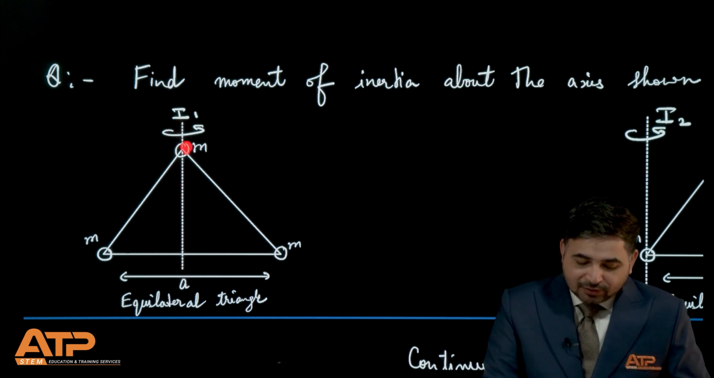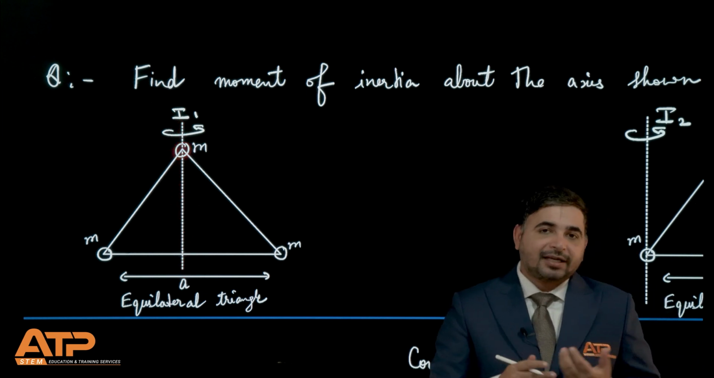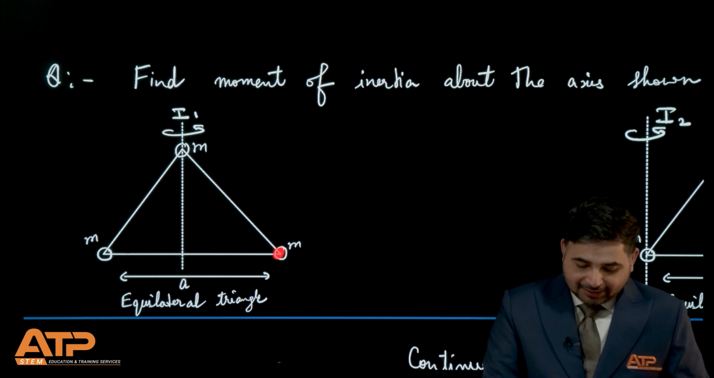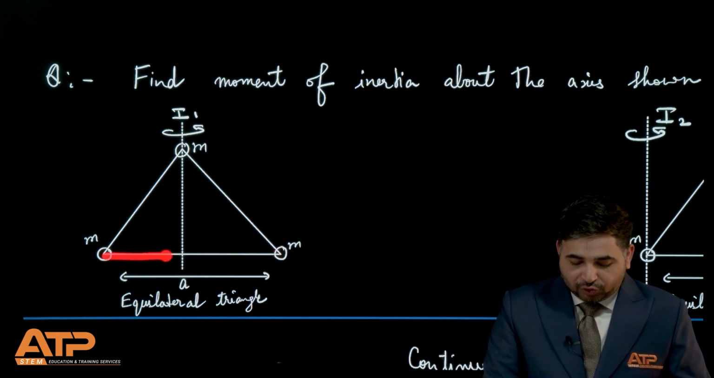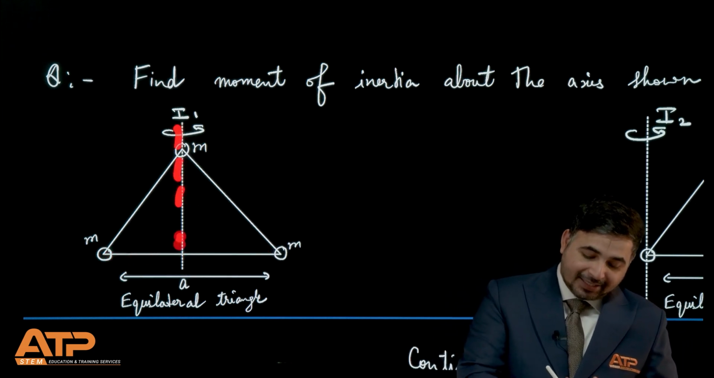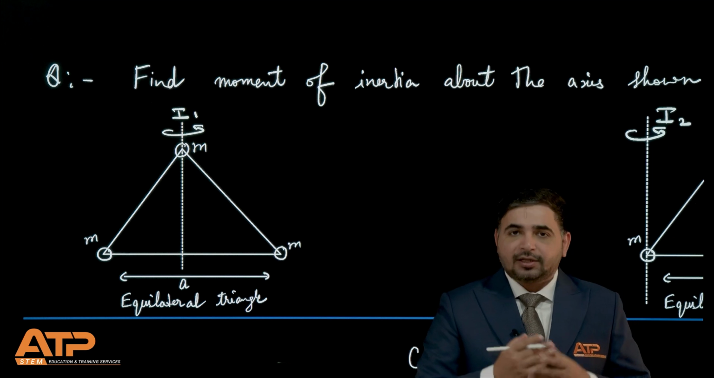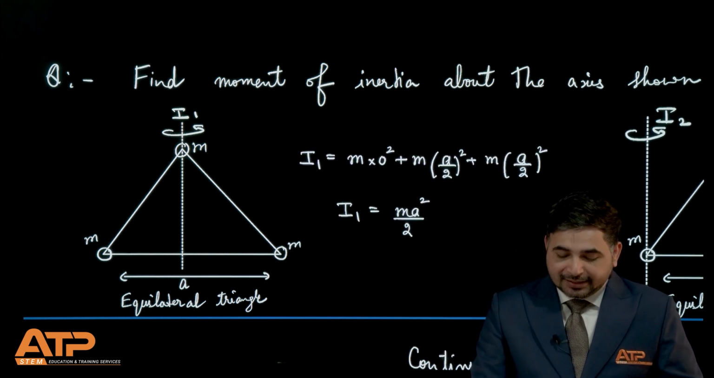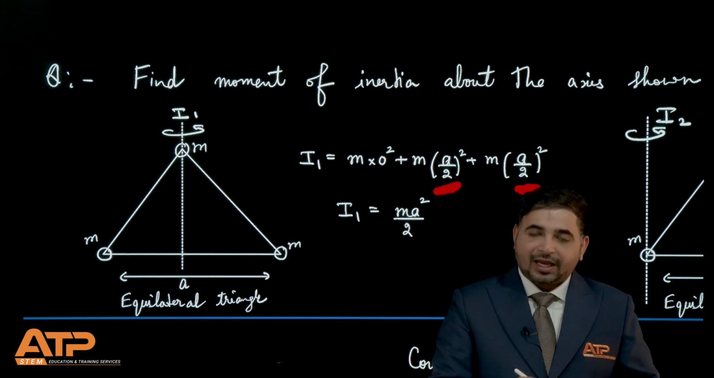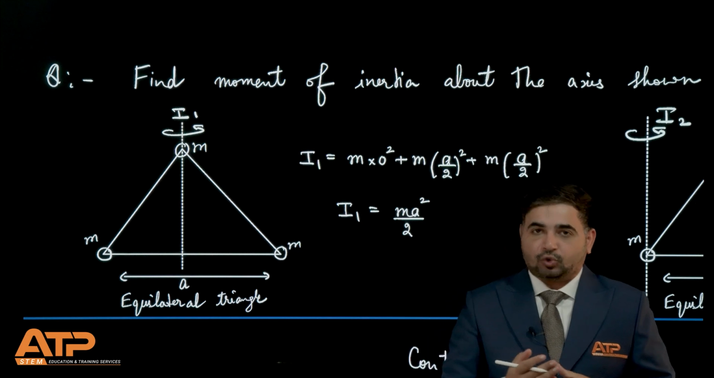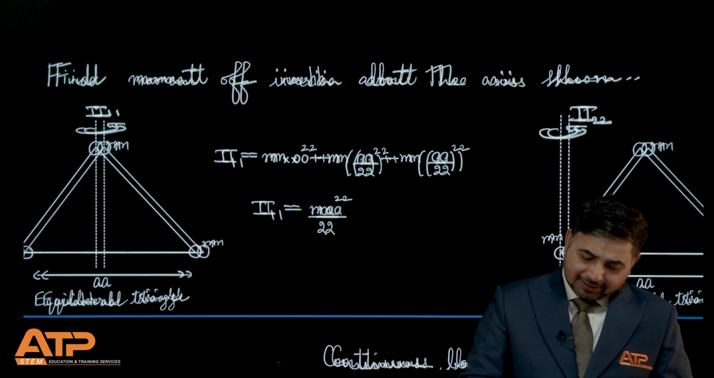As far as this object is concerned, it does not have any distance from the axis, so its moment of inertia will be 0. What about this and this? These two are going to be at equal distance from both sides. Here I am assuming that this axis is the perpendicular bisector. This will be given to you in the question. In that case, the distances are going to be a by 2, and the final answer for total moment of inertia will be m a square by 2. What if the situation is like this?